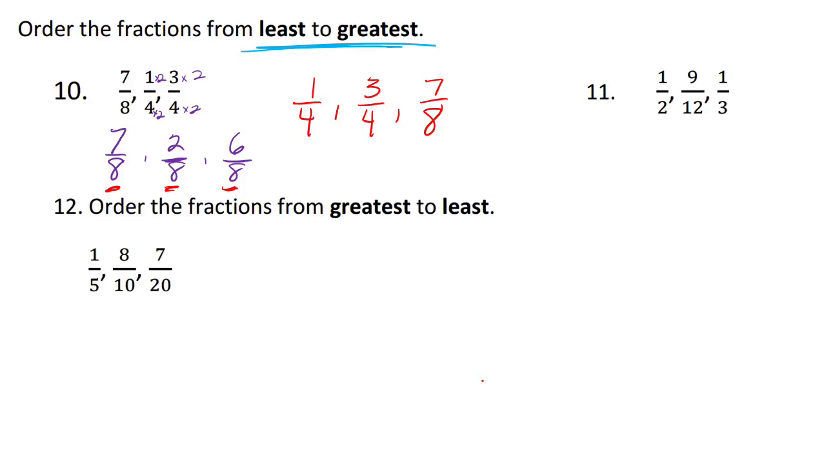Let's try number 11. For number 11, our common denominator would be 12. So let's rewrite all these fractions with a common denominator of 12.